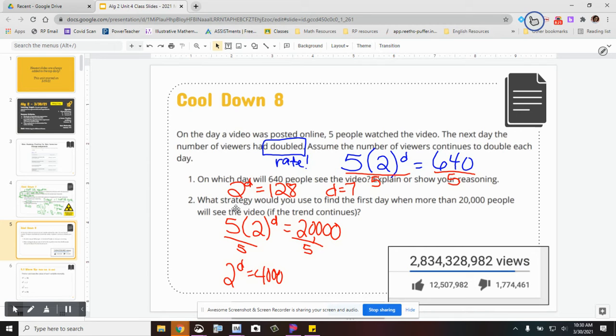All right. So 2 to the 12th, 4,096. I can write numbers too. So 2 to the 12th would put us over that 4,000 that we're looking for. So that would make sense that we would find that first day. It might be on like day 12 that we would have it over that amount.